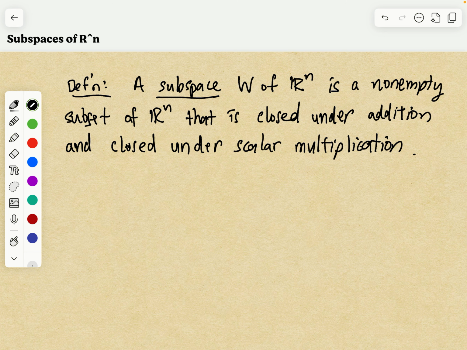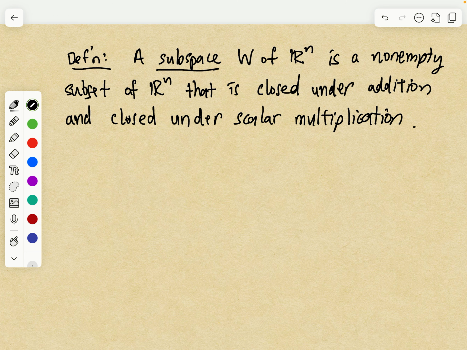So let's look at an example. Remember, a subset is literally just a collection of vectors in Rn. It could be a finite collection of vectors, it could be infinite. It doesn't have to have any pattern whatsoever. Any collection of vectors in Rn is a subset. But a subspace is a special type of subset. It's a subset that satisfies the closure under addition property and the closure under scalar multiplication property.